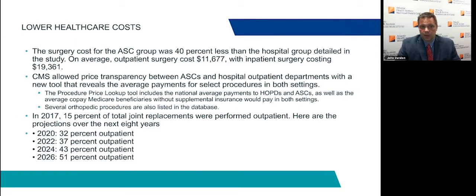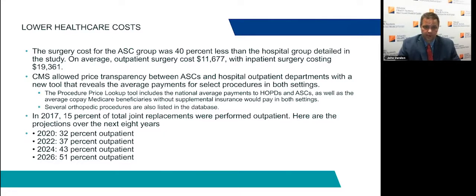So here's the actual numbers. When you look at these, it's about 40 to 50% less when you do these in an ASC compared to in a hospital inpatient. This is just counting the facility fees. So you're talking half the cost when you're doing them inpatient versus outpatient. So that's why insurance companies are pushing this. CMS has also created tools, they call it the procedure price lookup, where the patients can go on the database and look at the costs in different settings and see what their copays are, where it's going to cost more, where it's going to cost less, and they can actually review these things prior to the procedure.